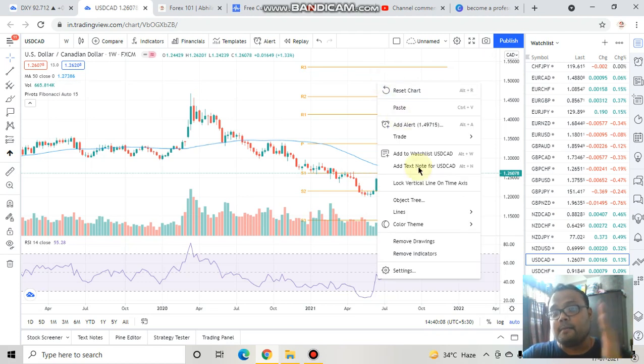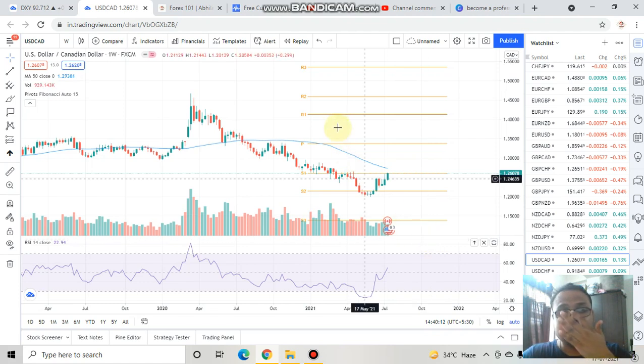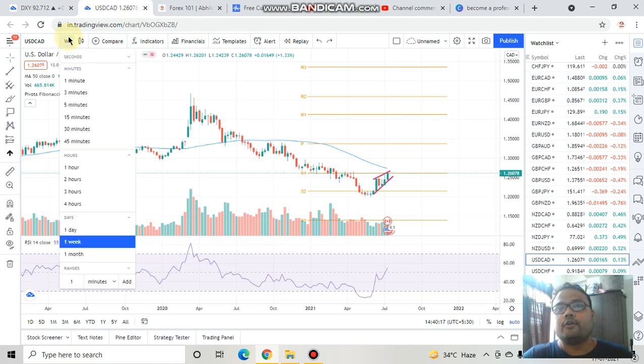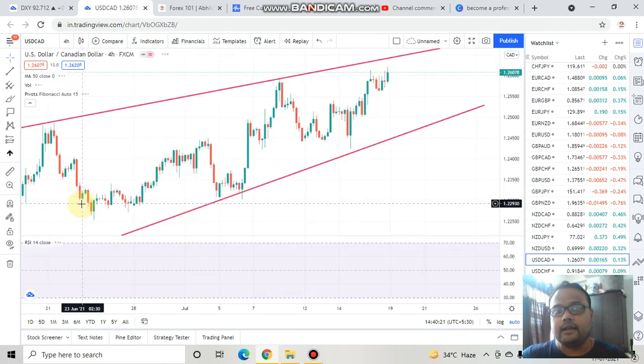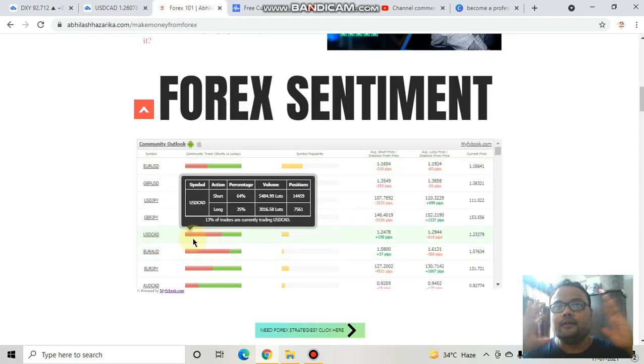and only wait for the market to come down to the support level, the trend line, and then just go for the order. That's it. Okay, and most importantly, do not follow the herd.